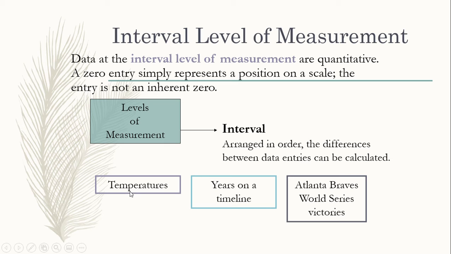For example, we have temperature, years on timeline, Atlanta Braves World Series victories, etc. So we are saying when you're doing your presentation of data, temperature, you must give intervals. Years, from January to December, give intervals. Is it every year, 2 months, 3 months? So your data must be very critical.